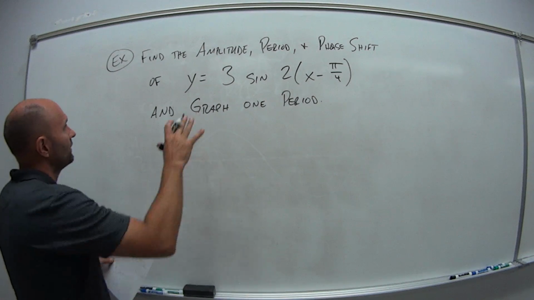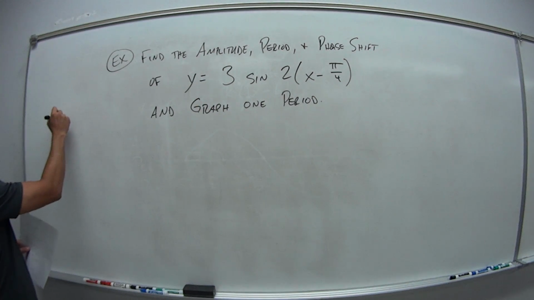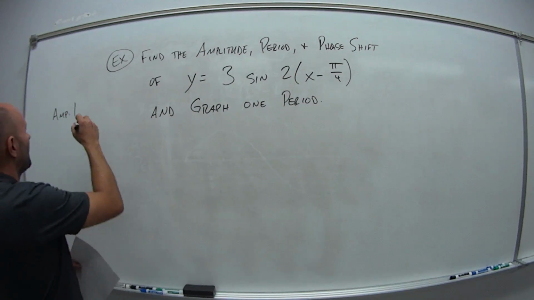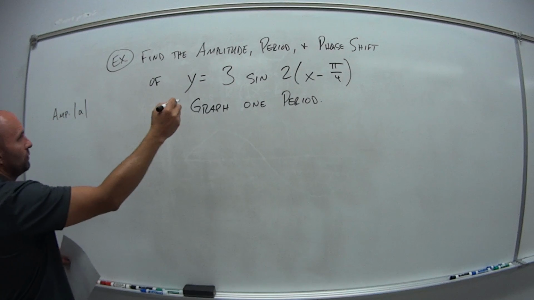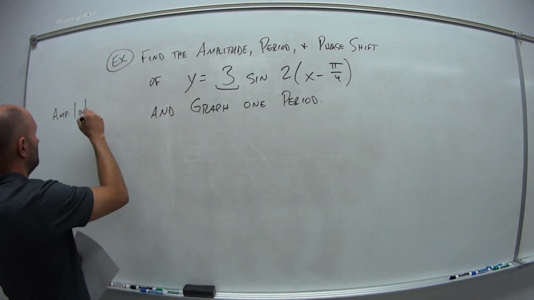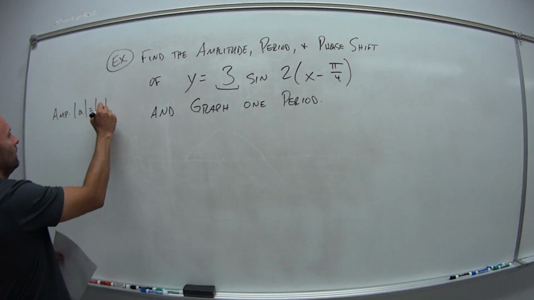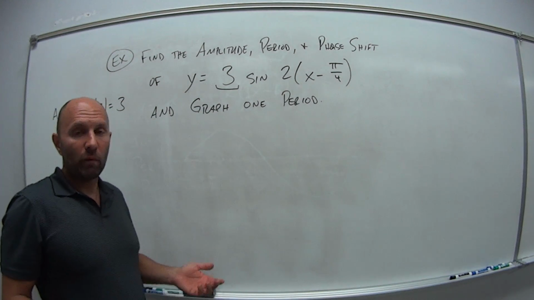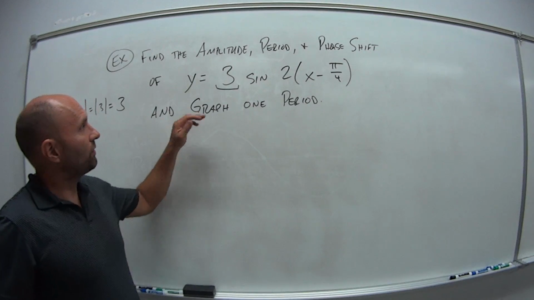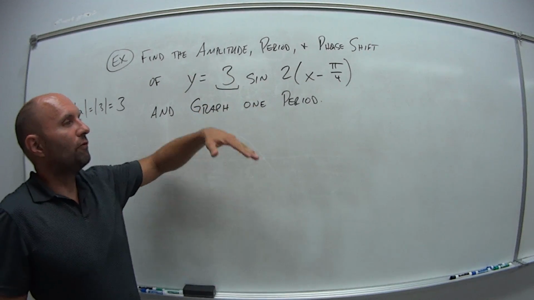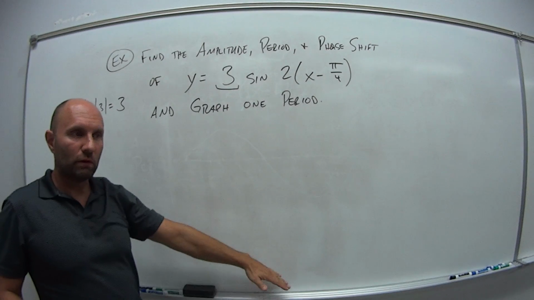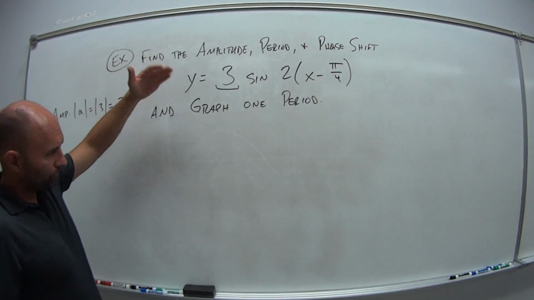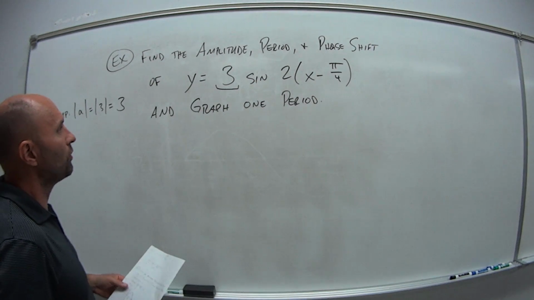All right, so let's get these pieces of information first. The first thing we want is amplitude. Amplitude is the absolute value of A, which is the value in front of our trig function. So that's absolute value of 3, which is 3. Remember, what is this talking about? With our sine curve, how far above or below the middle line are we getting? So we're getting 3 units above or 3 units below at the lowest point.